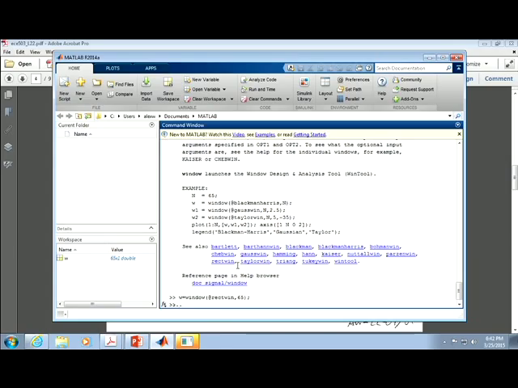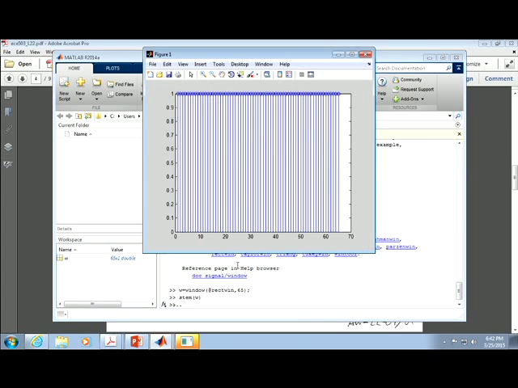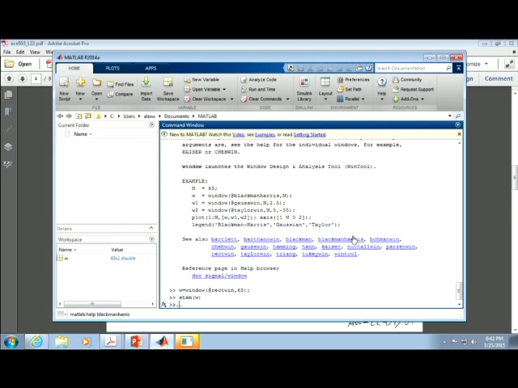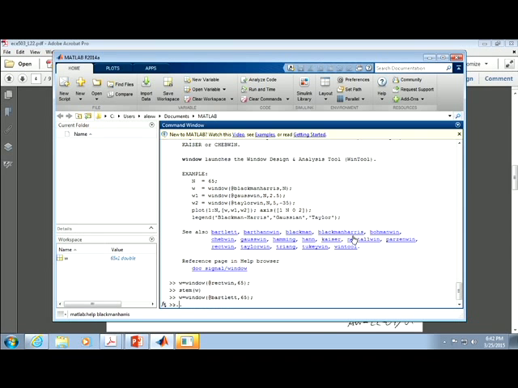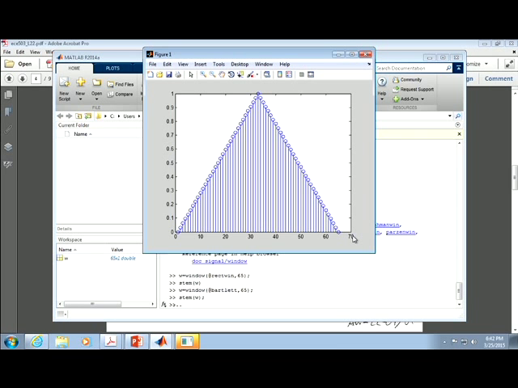Okay, and then I do stem W, and no surprise, it's going to be 65 stems of height 1. That's your window. Shouldn't be a surprise, right? On the other hand, suppose I want to do Bartlett. That's another type of window, also of 65 elements. And then I stem. And Bartlett is essentially a triangular window. And you can go through all these different types.